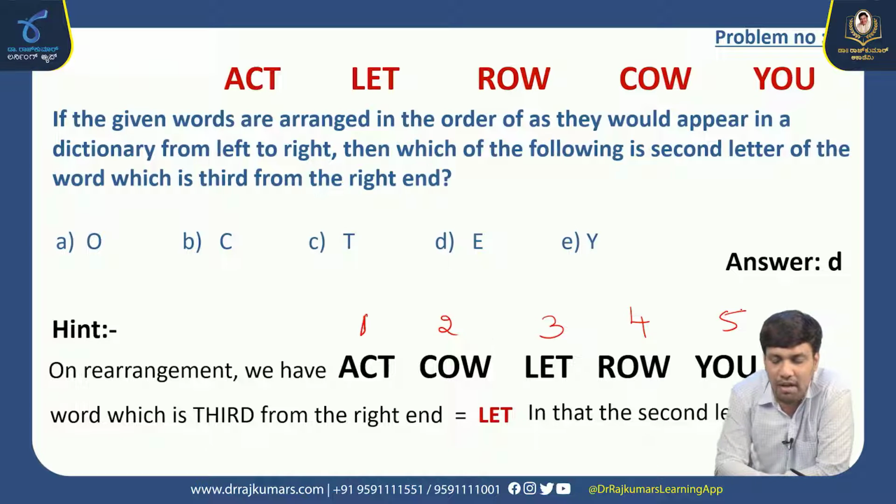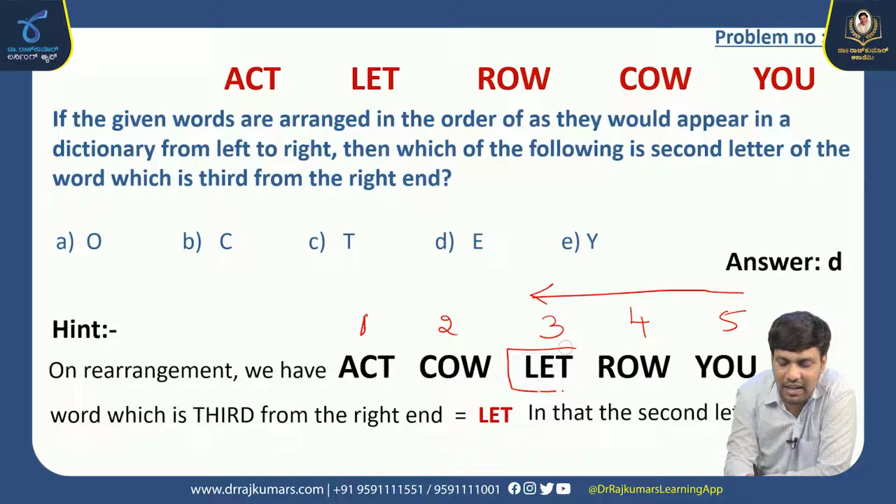In this arrangement, we need to find the second letter of the word which is third from the right end. The third word from the right means "let". In that "let", we need to find the second letter. The second letter is U. So the right option for this question is option D.